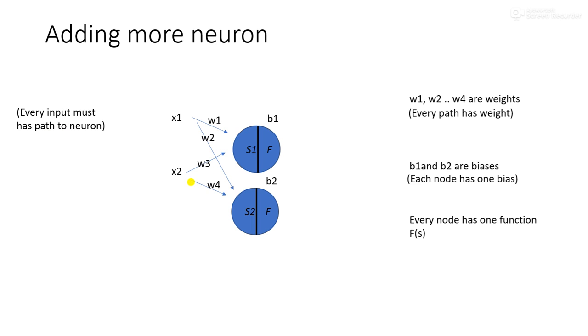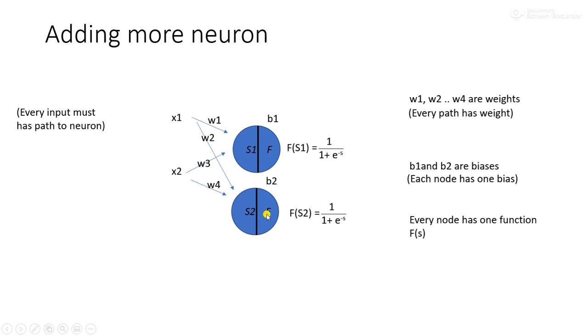So every path has a weight. You need to put a weight on every path. So you have four paths, you have four weights. W is the weight, pemberat. When you have different values of weight, it means different. So the values of the weights W1, W2, W3, and W4 are different. This is called weight. The most important thing is every input must have a path, and every path has a weight. So you have four weights.